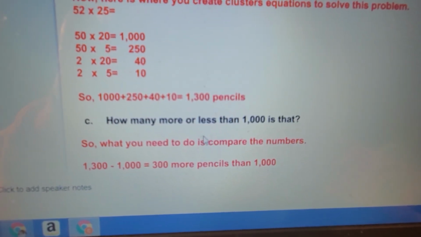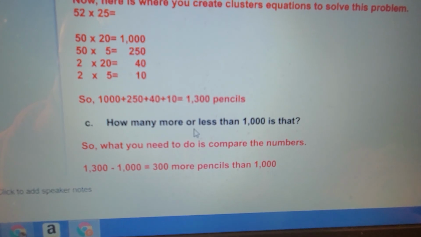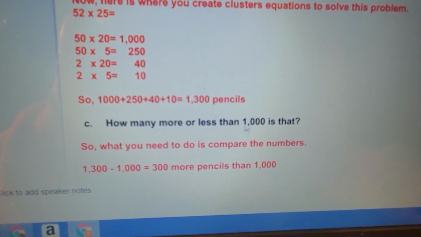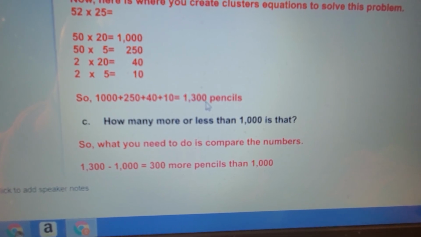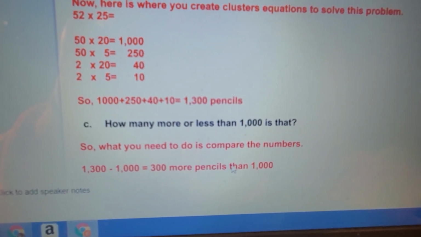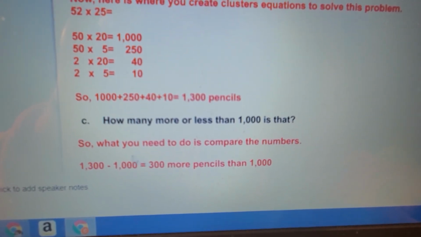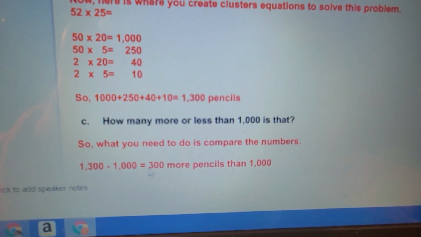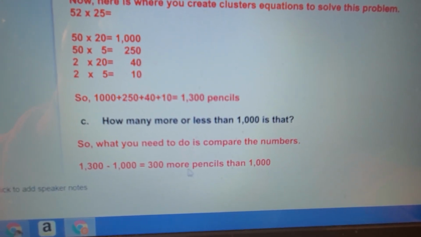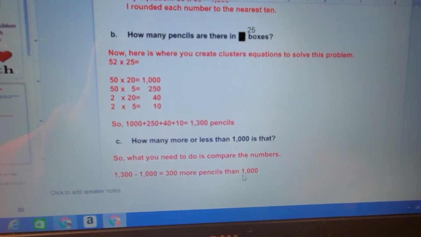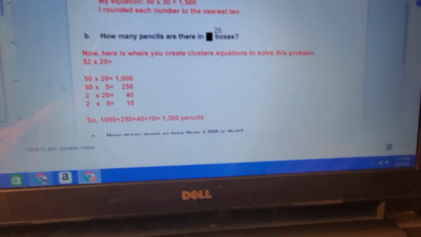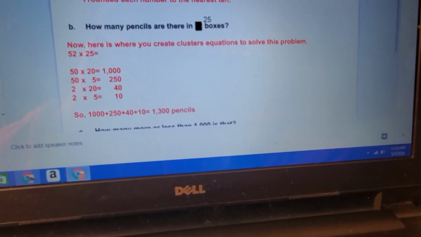The last part is how many more or less than 1,000 is that? So what they're basically asking you is compare the answer you got to the 1,000 that Mr. Millie needed. And when I compare the numbers, I can subtract them. And Mr. Millie has 300 more pencils than 1,000. So that's how I would answer that question. So each question has 3 parts. So let's try one together.